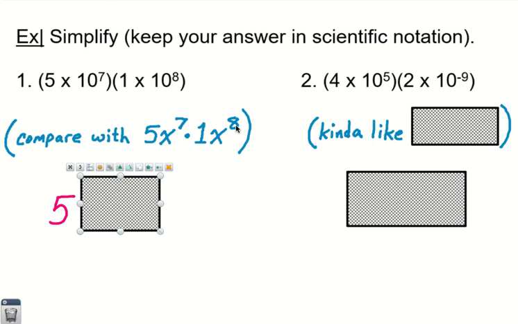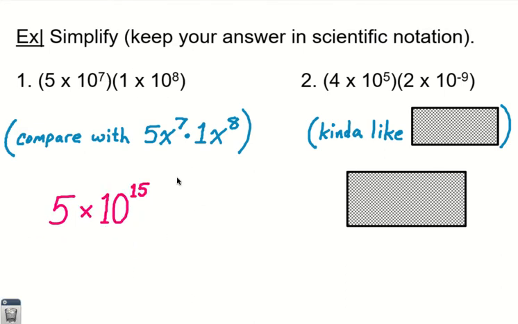Yeah. So, sorry to repeat myself, but the 5 times the 1 you can just do, and then 10 to this power times 10 to that power will be 10 to that power when you add the powers together. So, in conclusion, to multiply scientific notation numbers together, multiply the numbers out in front, and then just add the powers on the tens.